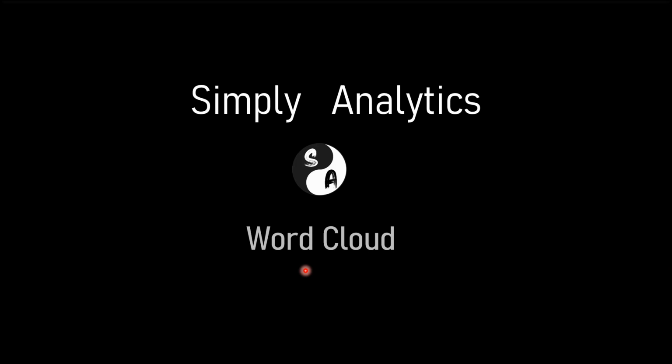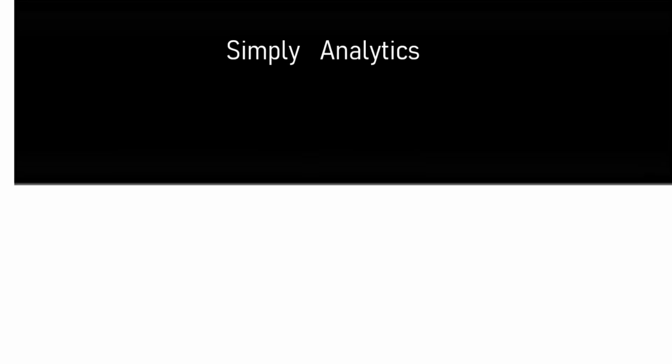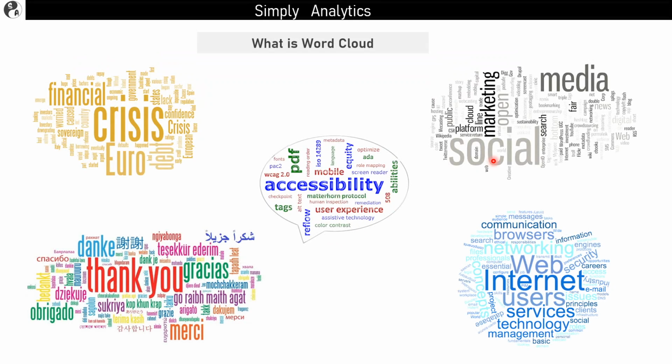Okay, now, what is word cloud? Word clouds are graphical representation of words. Based on frequency, words are arranged in a manner where words with greater frequency appear bigger than words with smaller frequency. So, the more the frequency, the bigger the word appears. Clear?